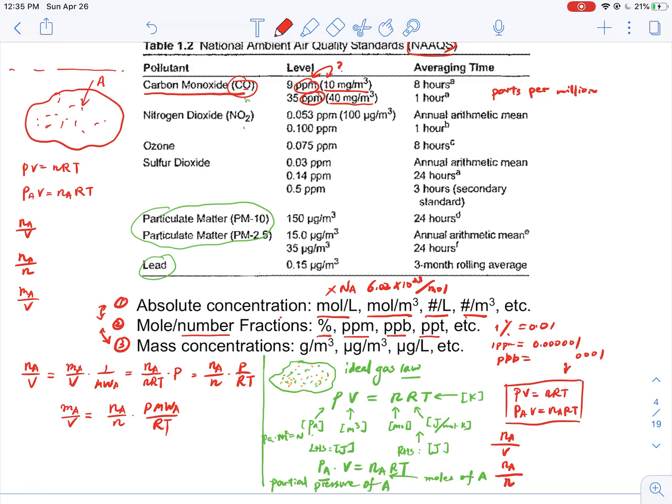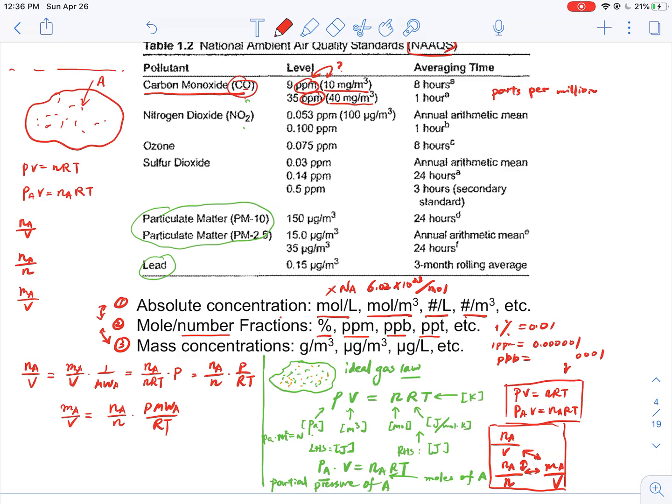And finally, for the mass concentration, this is just going to be Ma divided by V, right? So for example, the mass concentration of carbon monoxide in the air is just the mass of the carbon monoxide divided by the total volume of air. So basically, we have these three parameters. So the unit conversion is just trying to convert these three from one another. So how do we do that?